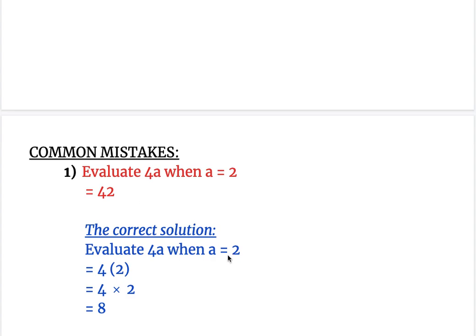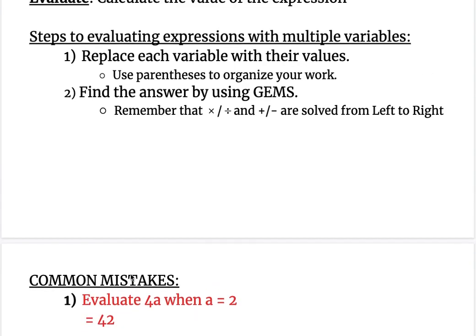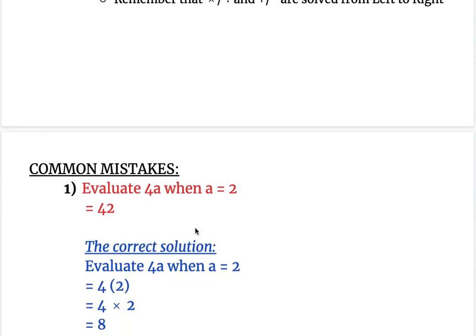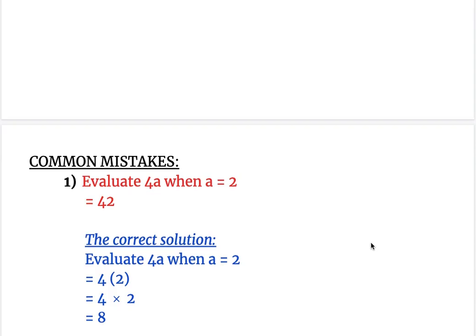The correct way to do it would be to put the parentheses there. And remember I said that was a tip, use parentheses to organize your work. And then parentheses would remind you that the 2 isn't just put there, it's actually being multiplied. So 4 times 2 would then give you 8. So remember 4a isn't just 4 put next to the a, it's multiplication. So 4 times 2 is 8.